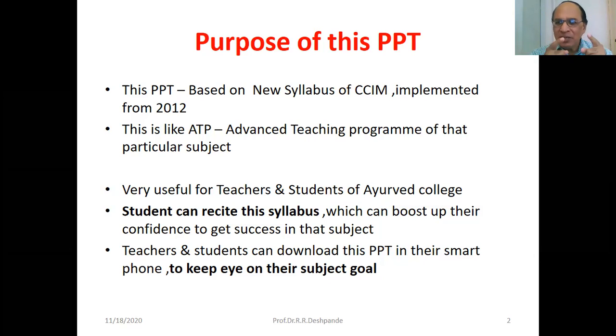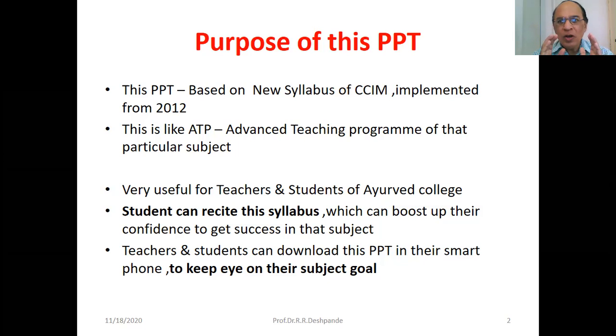And these syllabus points are not useful only for examination. These are helpful for our general medical practice. And that is Deshpande's motto, to make the students, teachers and doctors confident about Ayurvedic medical practice. Yes, you can do it. This is like the ATP, Advanced Teaching Program, of that particular subject. So we are talking about Ayurvedic pathology today.